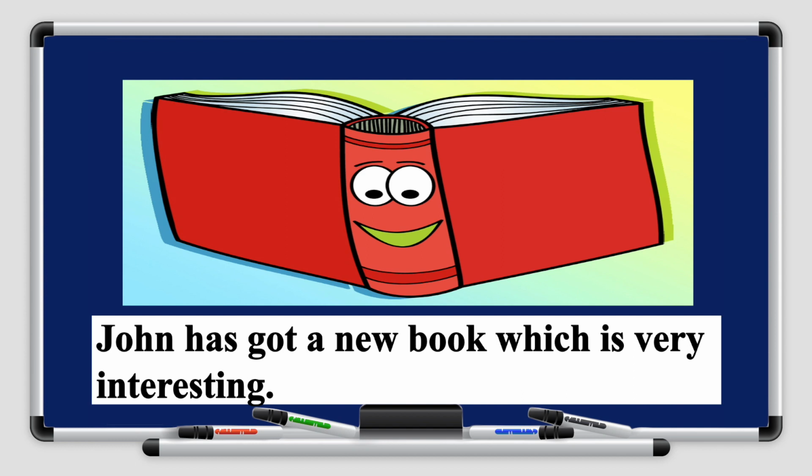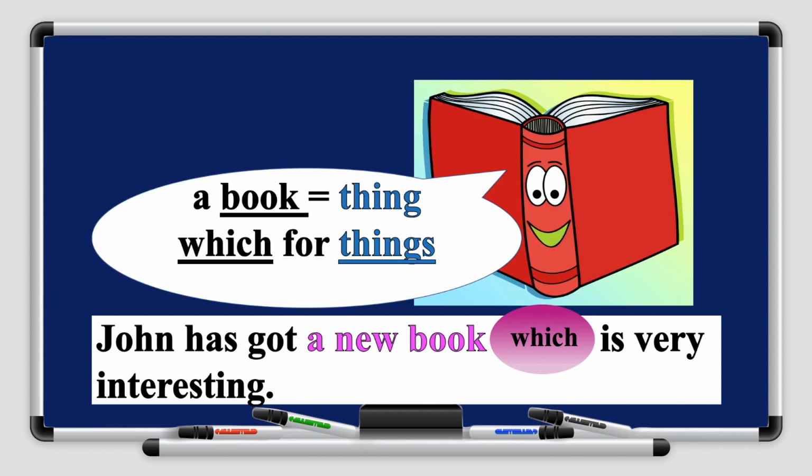John has got a new book, which is very interesting. How did we connect those two sentences? Well, we used which. Why did we use which? Can you tell? We used which because we have a new book. A new book is a thing. A book is a thing. And we use which for things.